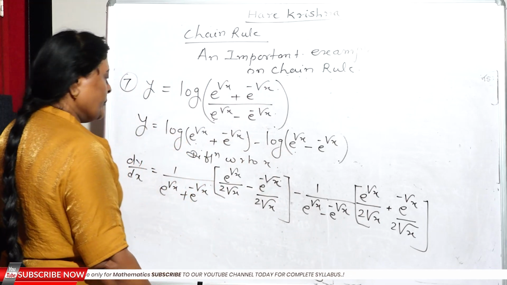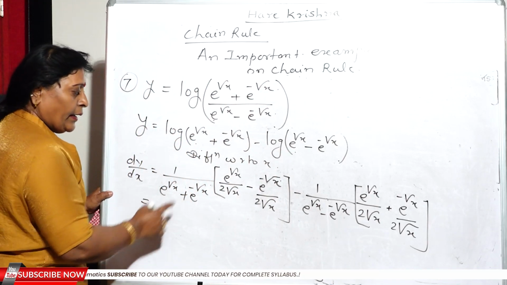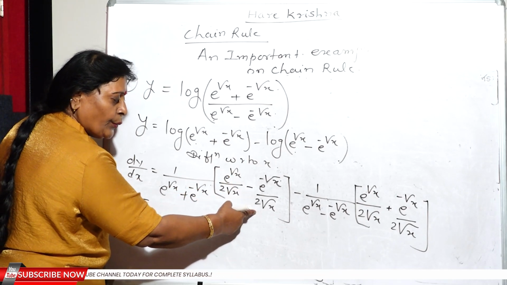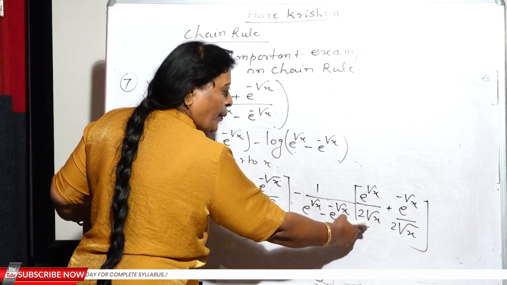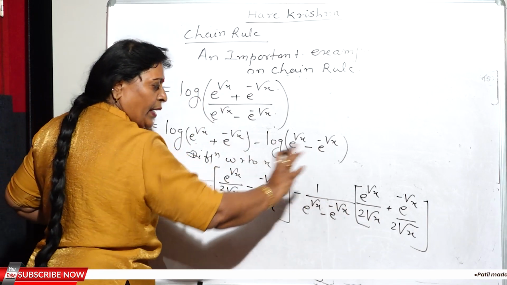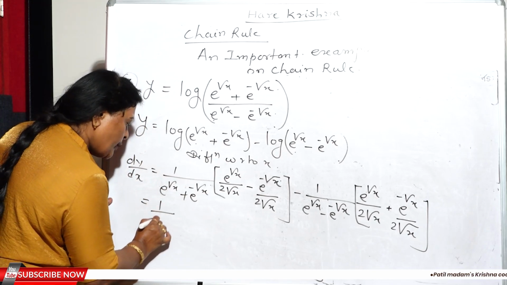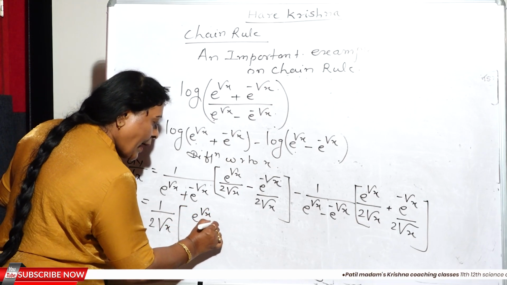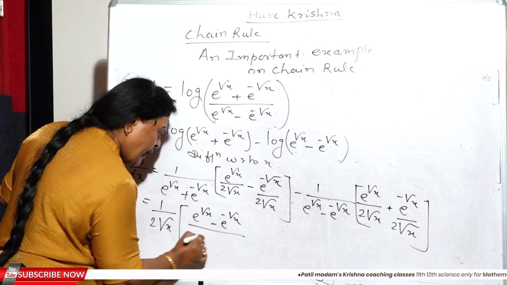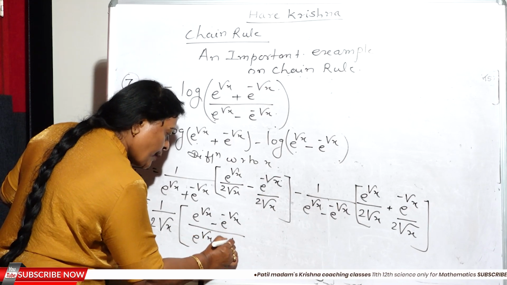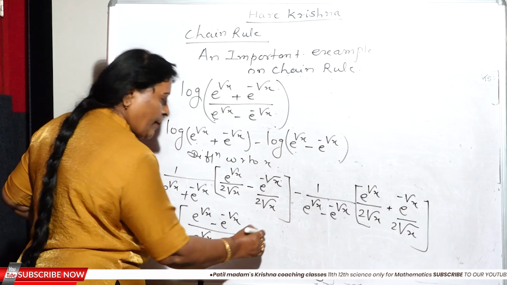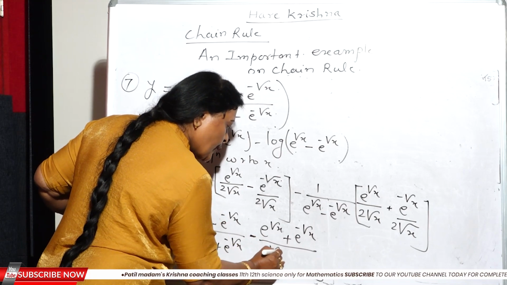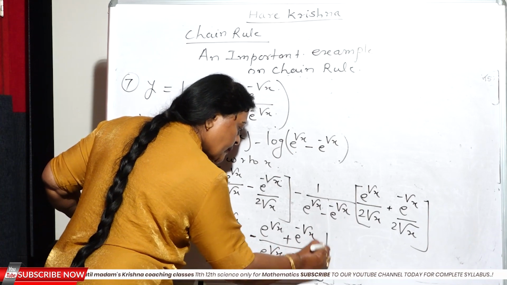Right? See here again. If you observe this, here e to the power root x, here again you can take 1 upon 2 root x common. Here also you can take 1 upon 2 root x common. What can you take common from the whole? 1 upon 2 root x you can take common, and what remains here? E raised to root x minus e raised to minus root x divided by e raised to root x plus e raised to minus root x. Here also minus sign, e raised to root x plus e raised to minus root x, and here again e raised to root x minus e raised to minus root x.